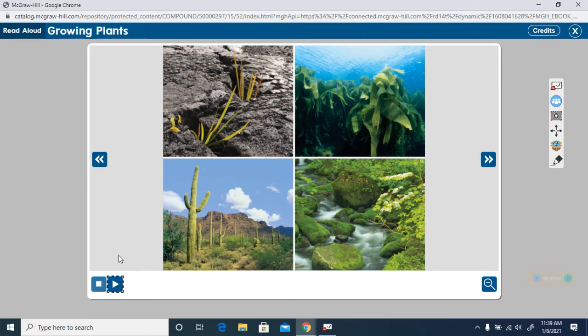Now, what do the roots of the plant soak up? What do they soak up out of the soil? They soak up food and water, don't they?